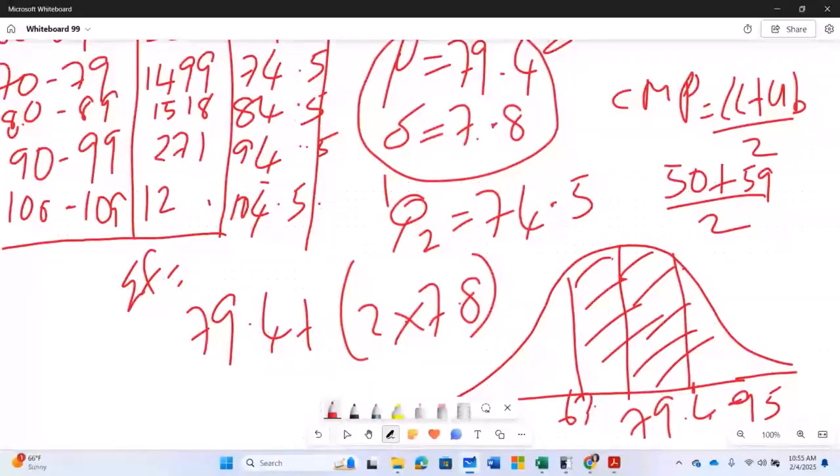Therefore, the two numbers that contain 95% of the data are from 63.8 to 95. These are 2 standard deviations below the mean and 2 standard deviations above the mean. So 95% of data lie within 2 standard deviations. I hope this is easy. We have done it several times. I'm going to stop here. So the review stops here.